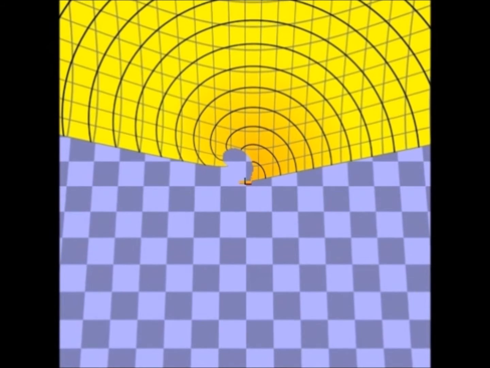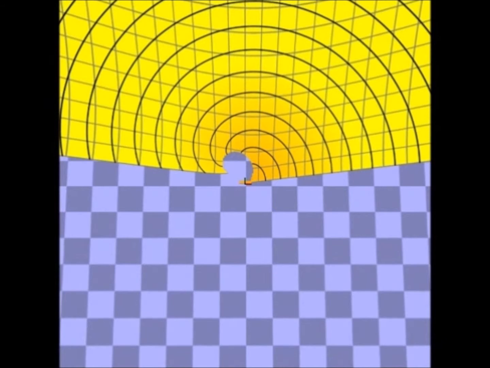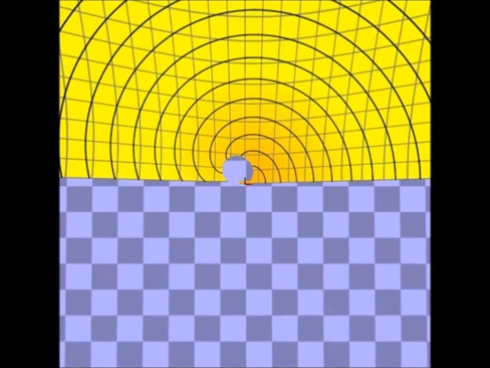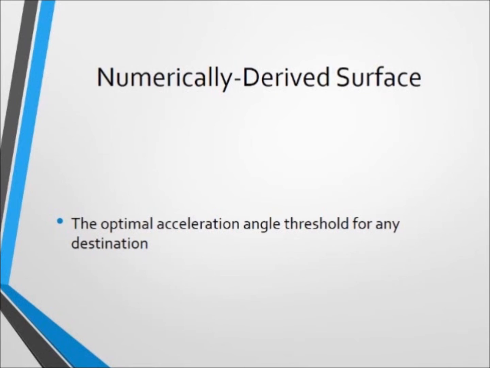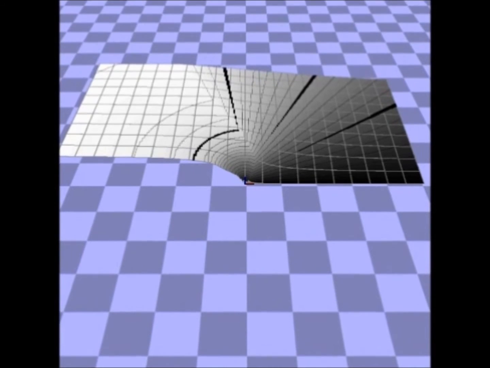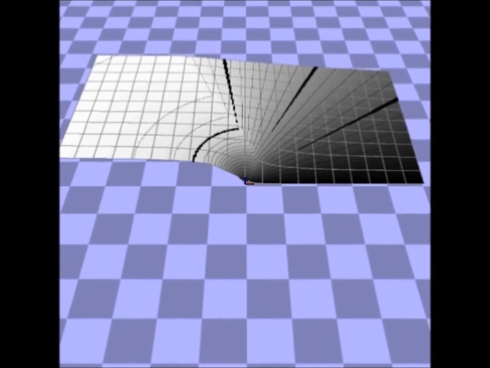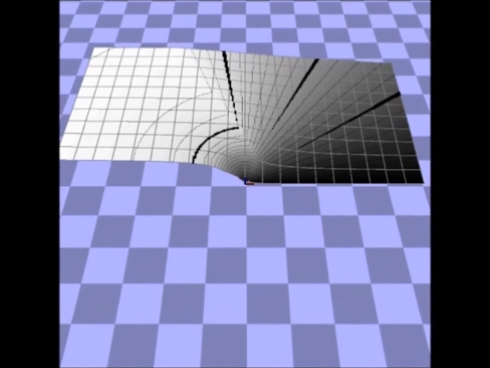Notice that this surface is almost radially symmetric, and that there are no jumps as we move from pre-full velocity destinations to post-full velocity destinations. Details in the paper. Using our equations, we can find the arrival time and path for an agent with any acceleration angle threshold. Once this is done, we can numerically derive the surface for choosing the optimal path for an agent. This surface shows the optimal acceleration angle threshold based on an agent's destination. The higher the surface, the higher the optimal acceleration angle threshold.